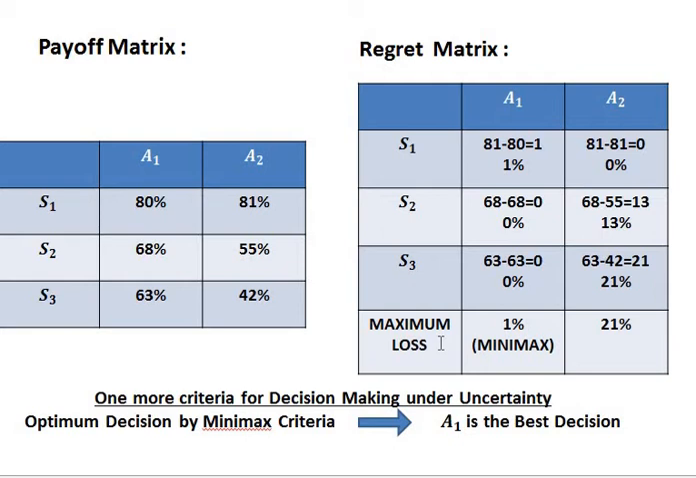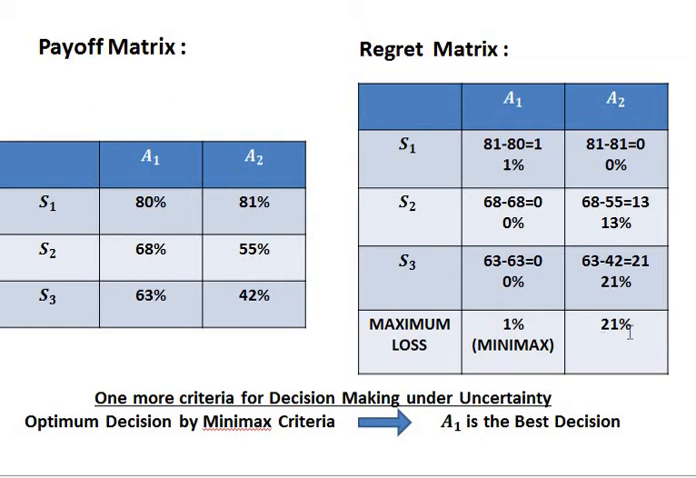He will first find the maximum loss I may suffer by performing A1 action and the maximum loss I may suffer by selecting A2 action. So he will be finding the maximum figures in the table. So in the first column, by selecting A1 action, the maximum loss would be 1%. Why? Because of the three figures 1, 0, 0, the maximum is 1%. And in the second column, what is the maximum loss? Maximum loss would be 21%, right?